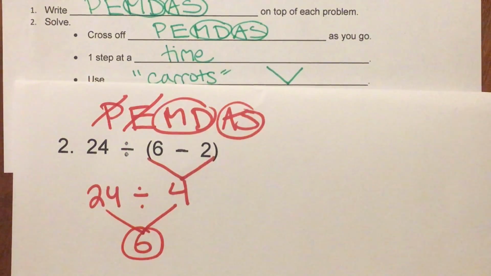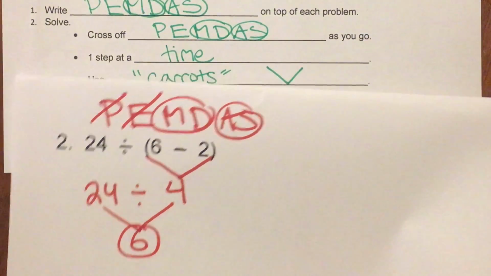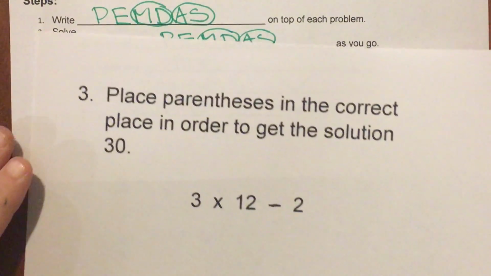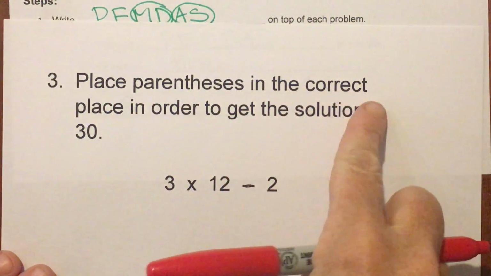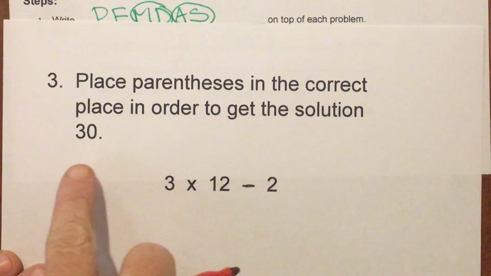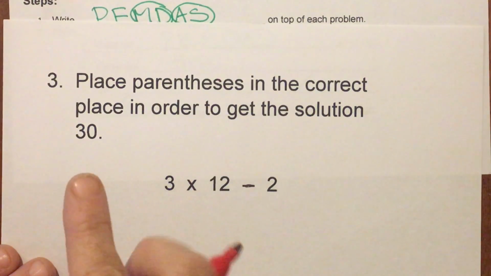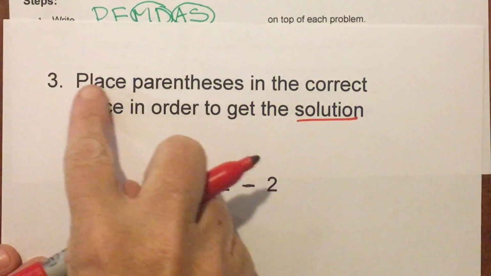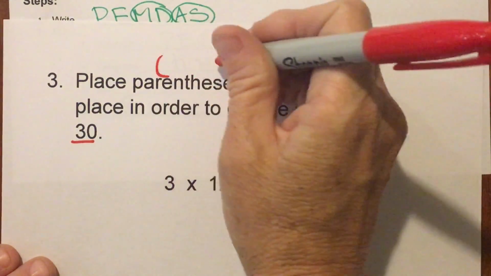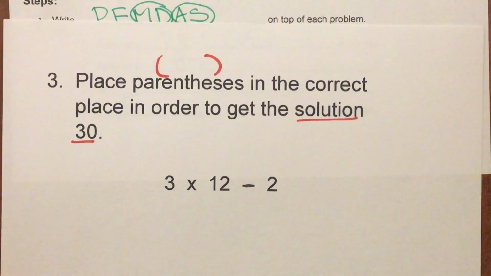Okay, this time I'm actually going to show you 3. I know normally I show you 2, but I have one more this time I want to show you. This one says, place parentheses in the correct place in order to get the solution 30. So they want an answer of 30, and they want me to put parentheses somewhere.